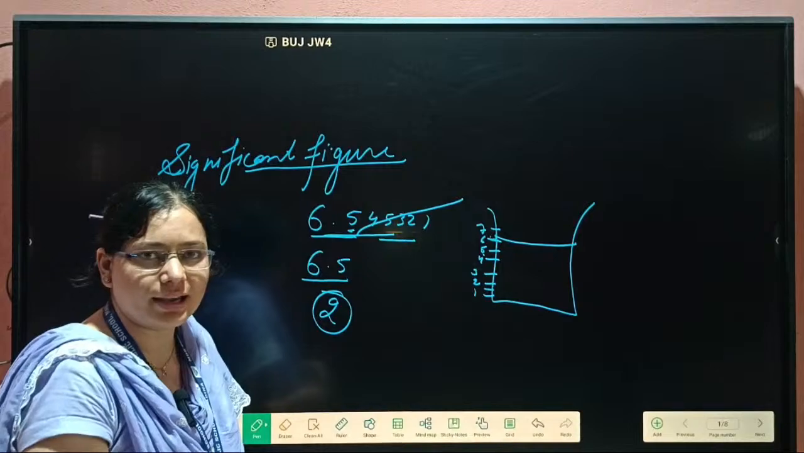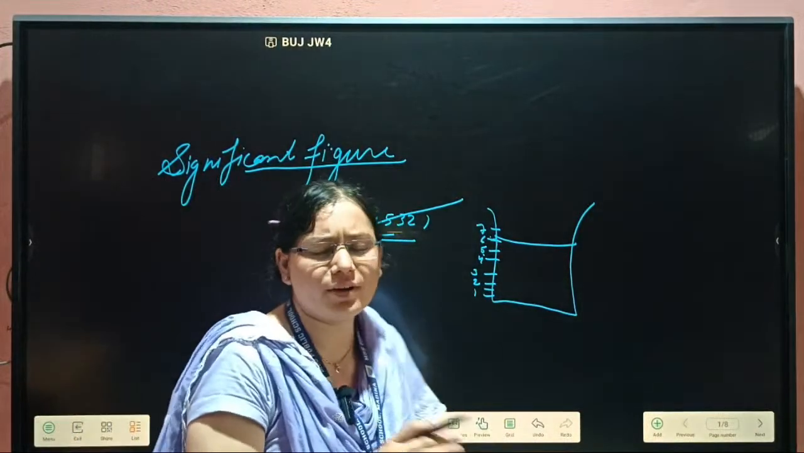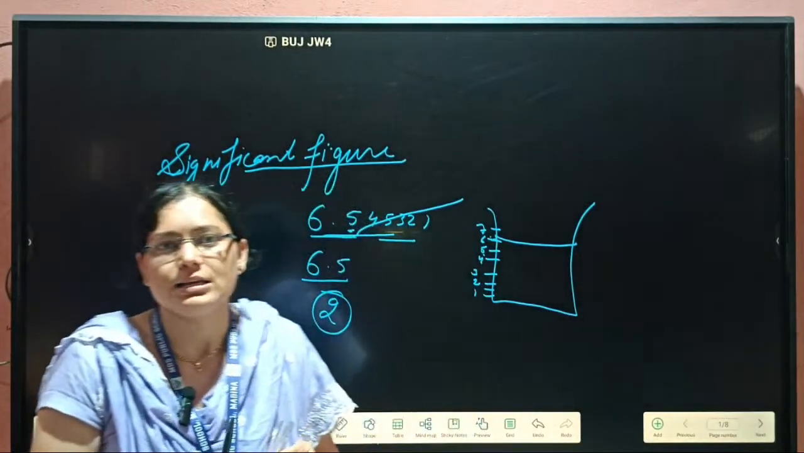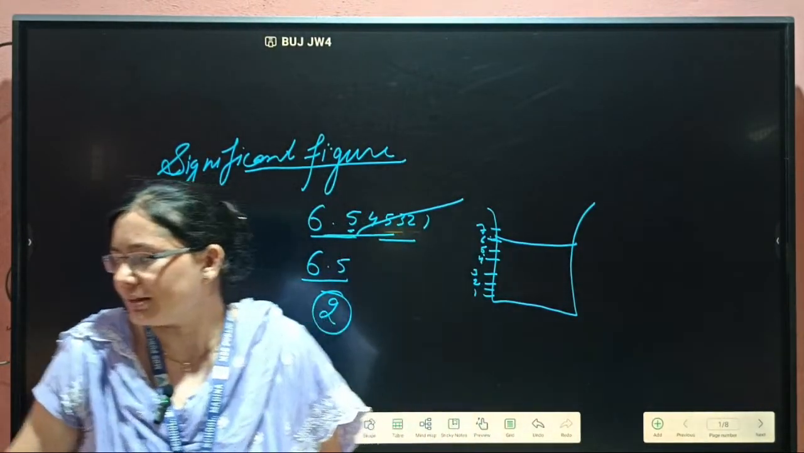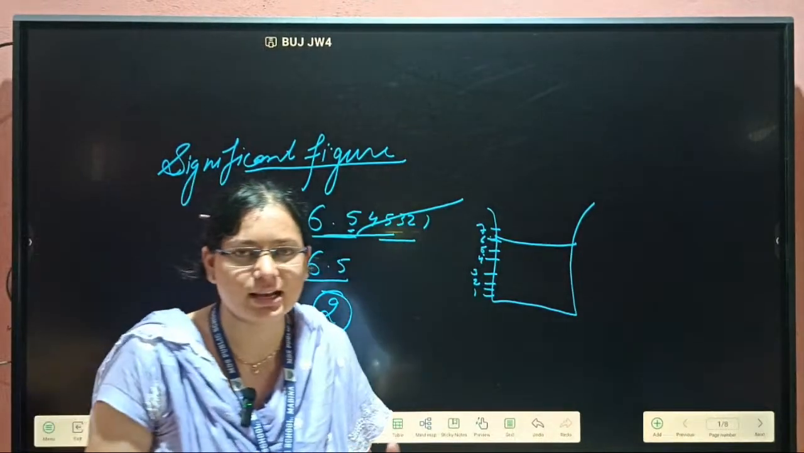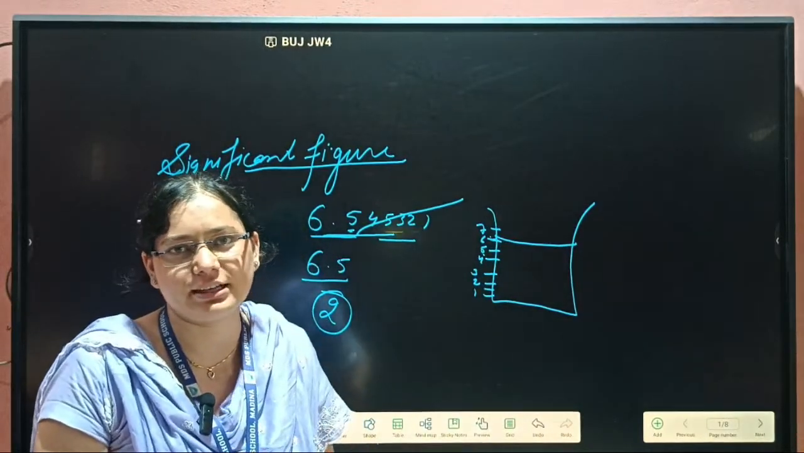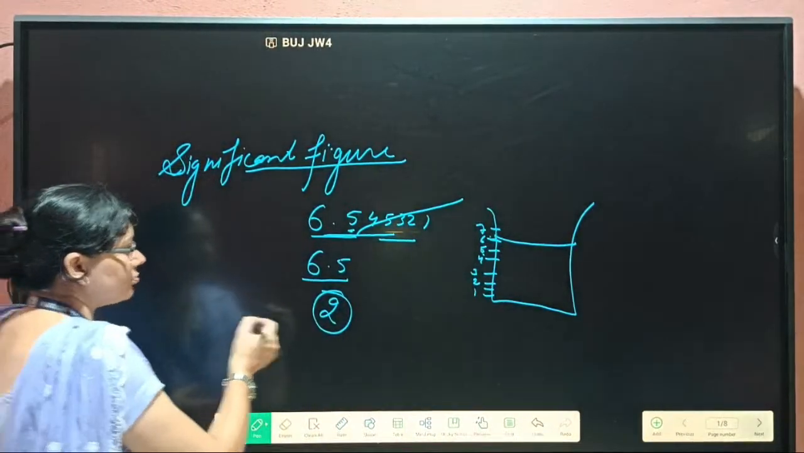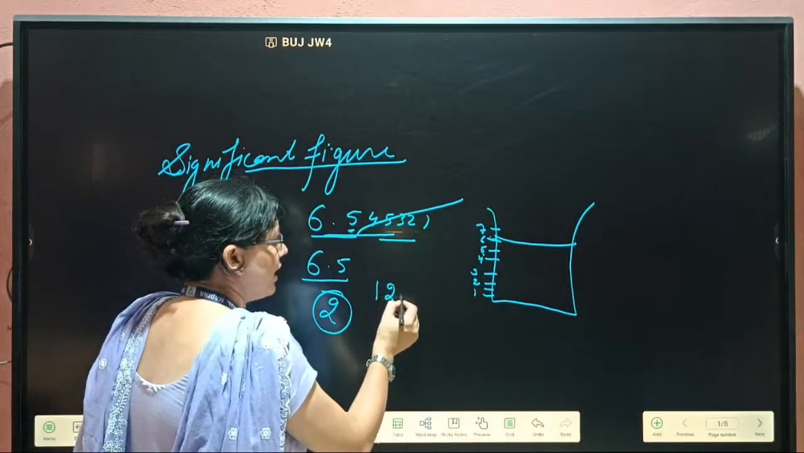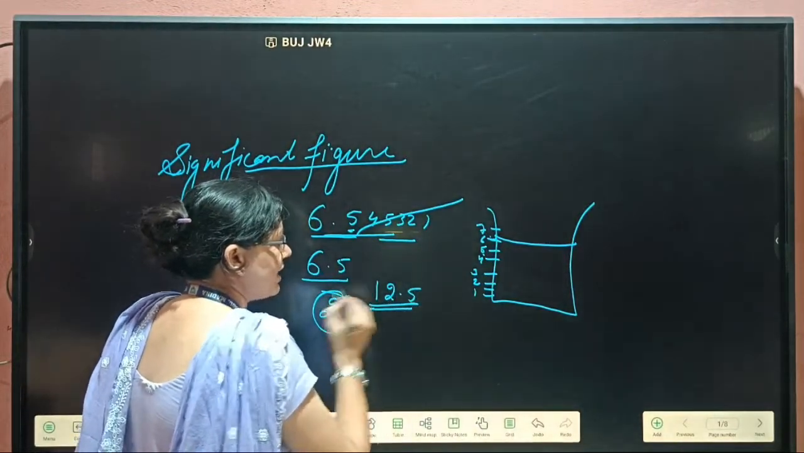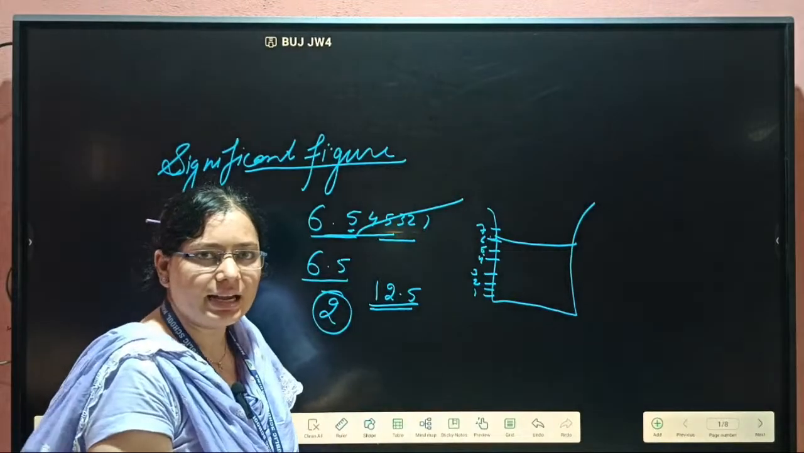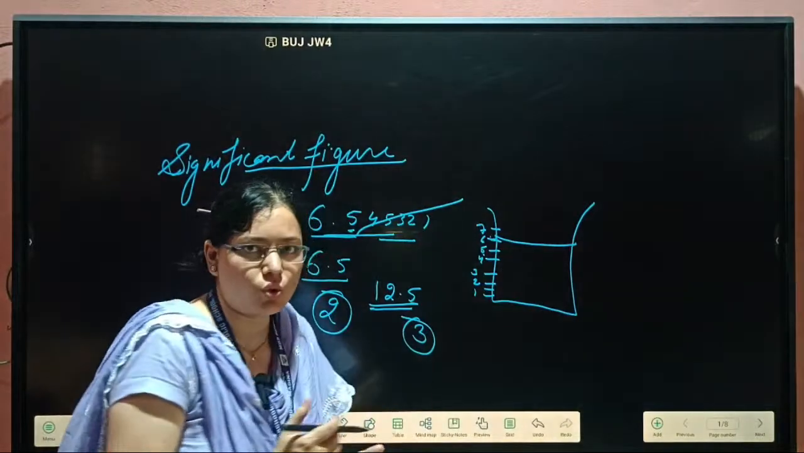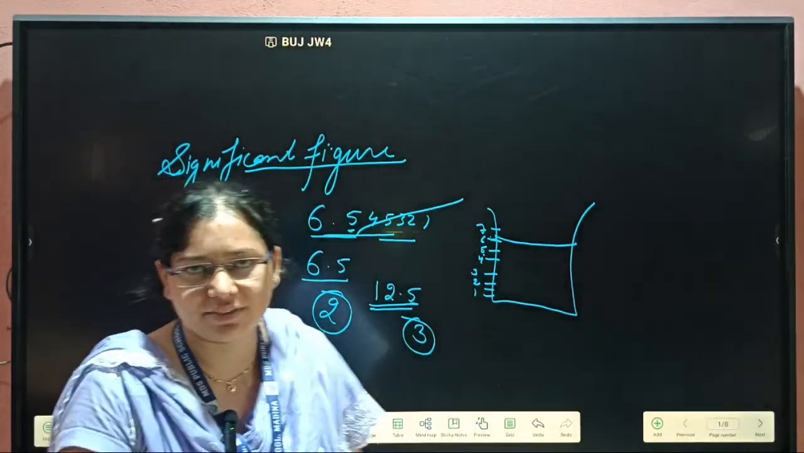Understood or not? Now if we are measuring any object, for example measuring this pen with the help of the scale, the scale will give you readings from 1 to 15, a small scale, and if there is a point, it will give the value only up to one decimal place. For example, if I write 12.5, then its significant figures will be 3 only. All non-zero numbers are significant figures.